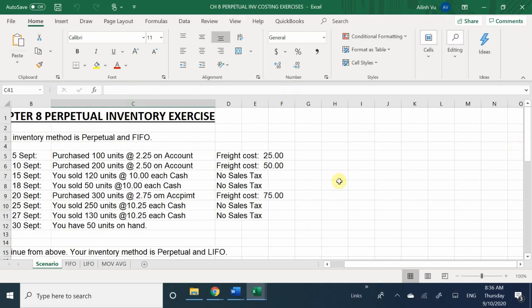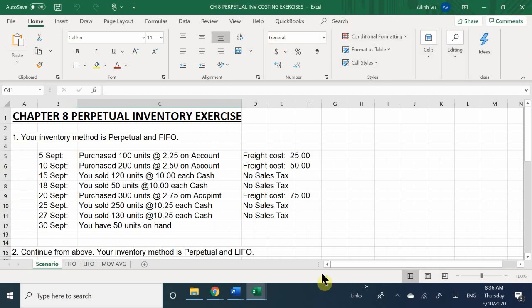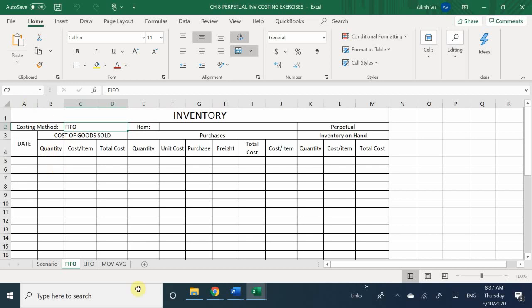So what happened on September 5th? Oh, actually, let's read number 1. Let's read the instructions first. That would probably help us. Okay. So number 1, it says here, your inventory method is perpetual and it is FIFO. So first in, first out. So now September 5th, what happened? We purchased 100 units at $225 with $25 freight.